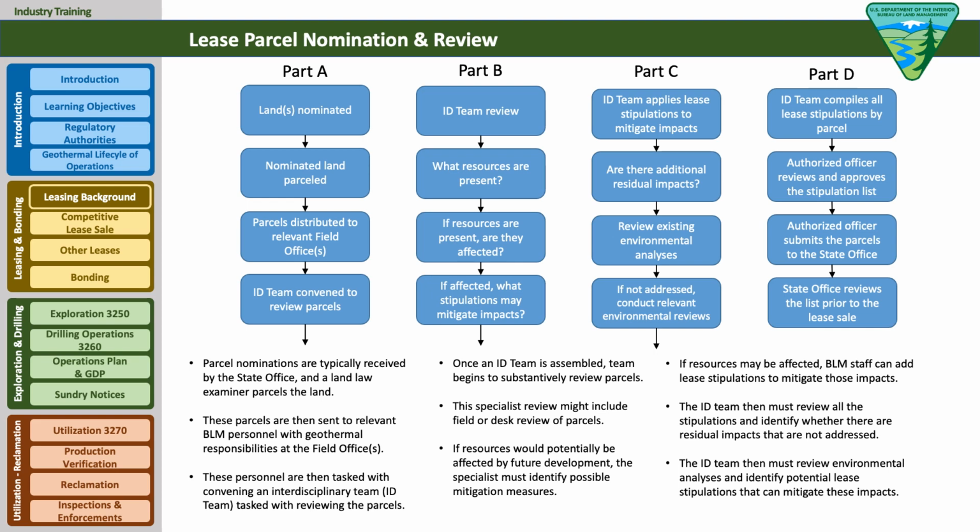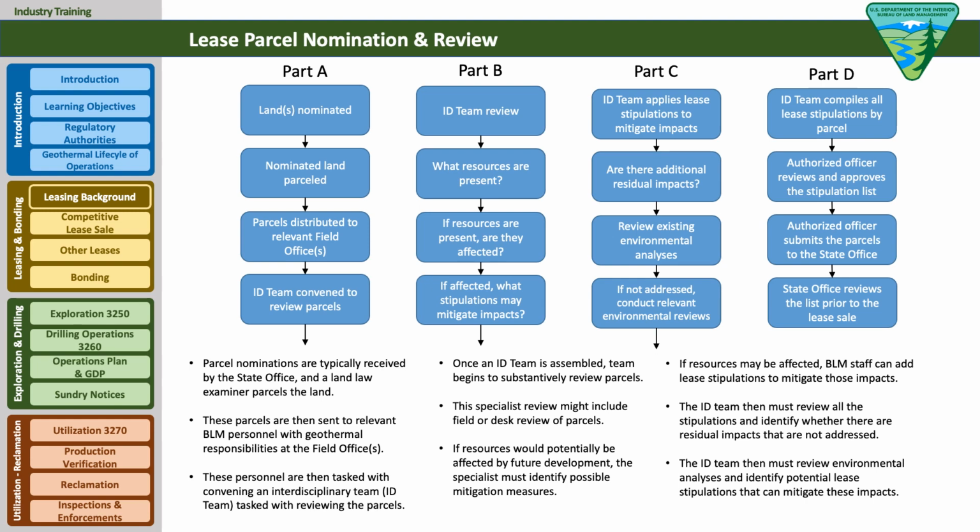In Part B, an ID team is assembled, and the team begins to substantively review the parcels. This specialist review might include field or desk review of parcels. If resources would potentially be affected by future development, the specialist must identify possible mitigation measures.